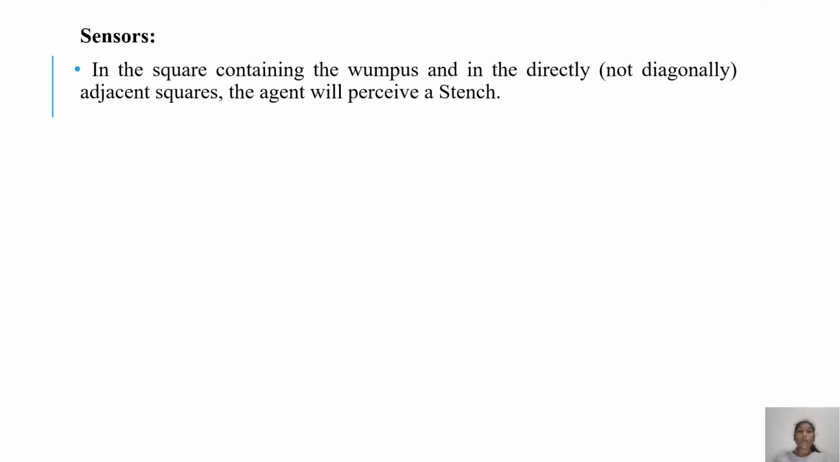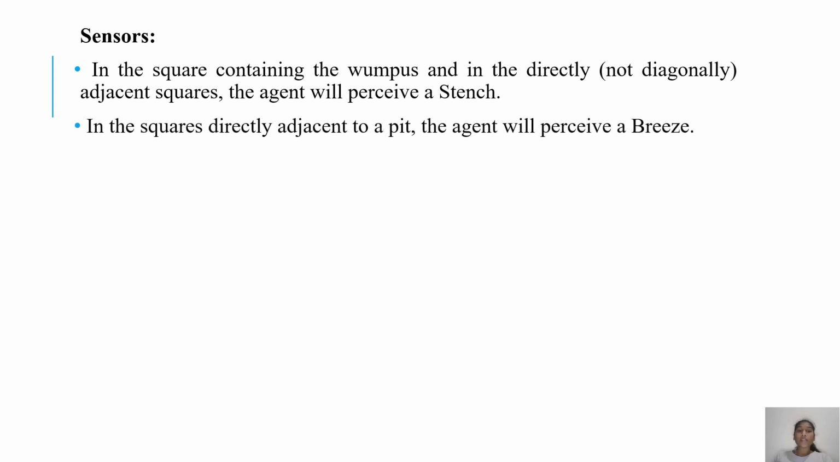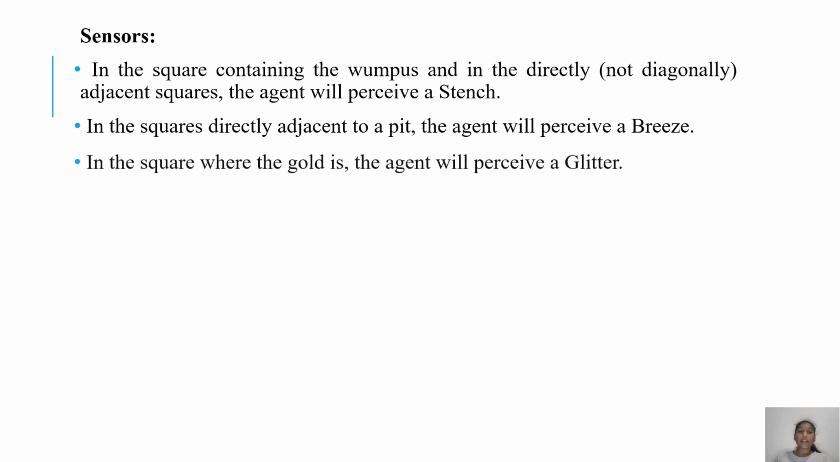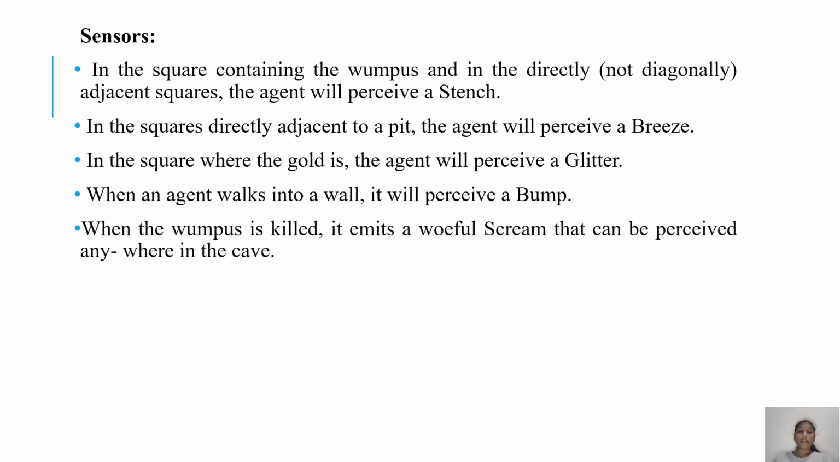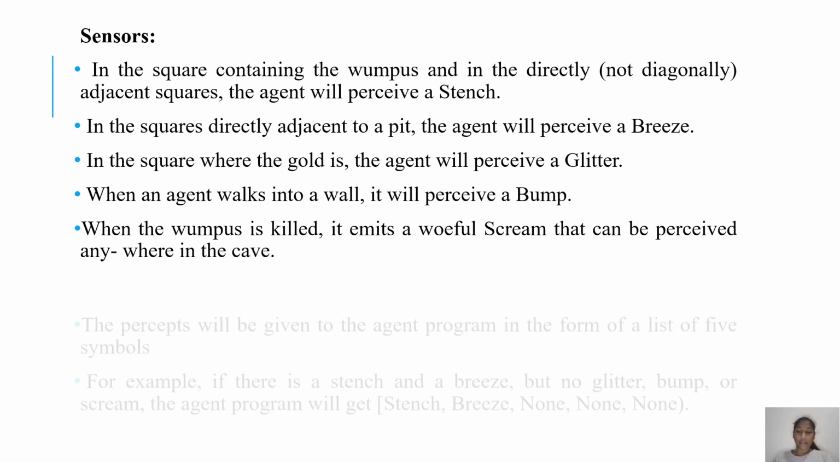In the square that contains the Wumpus and in the directly adjacent squares, the agent will perceive a stench. In the squares directly adjacent to a pit, the agent will perceive a breeze. In the square where there is gold, the agent will perceive a glitter. When the agent walks into a wall, it will perceive a bump. When the Wumpus is killed, it emits a woeful scream that can be perceived anywhere in the cave.